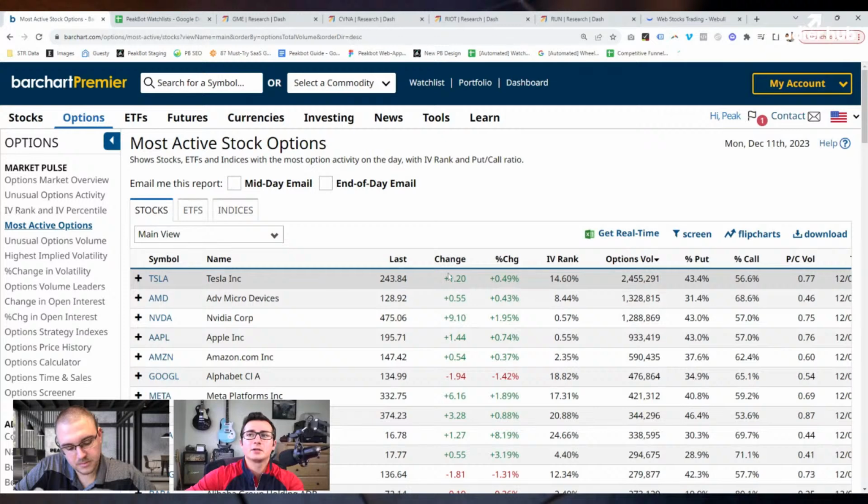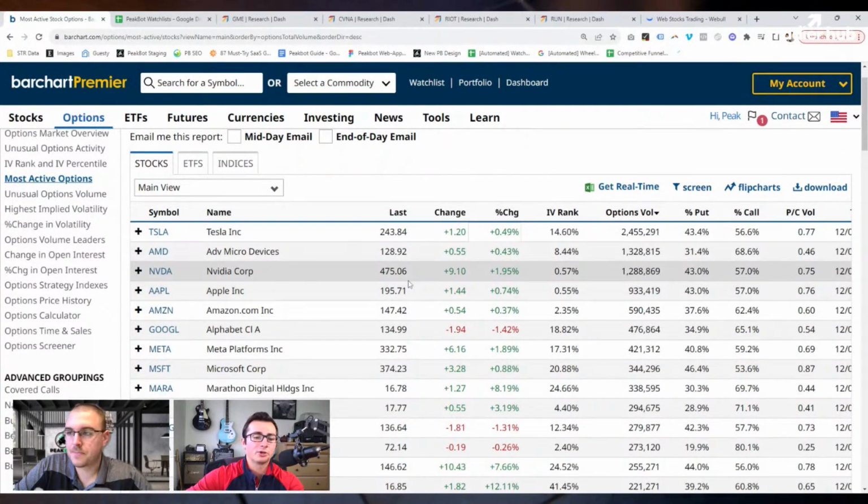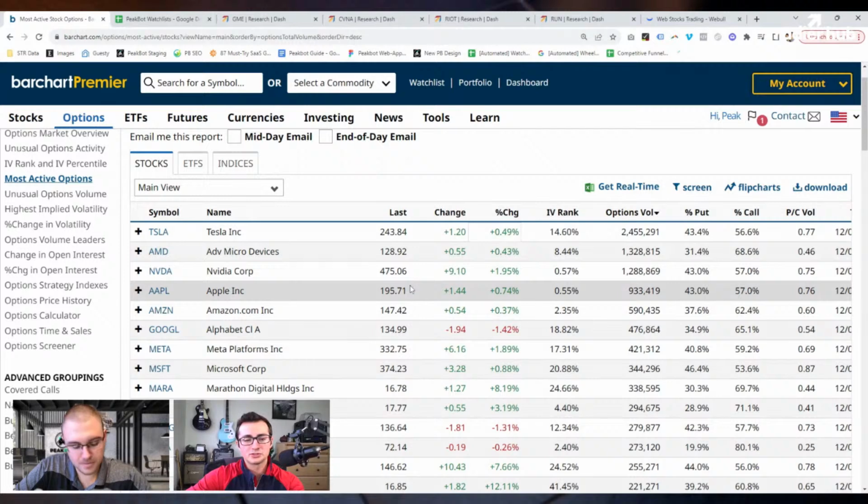The second filter that we like to put on is the price. So if we look at this last column here, we like to look at stocks that are typically below $100. There will be some exceptions. You'll notice on our watch list, there will be some exceptions.